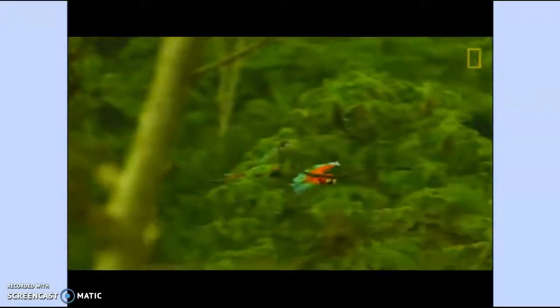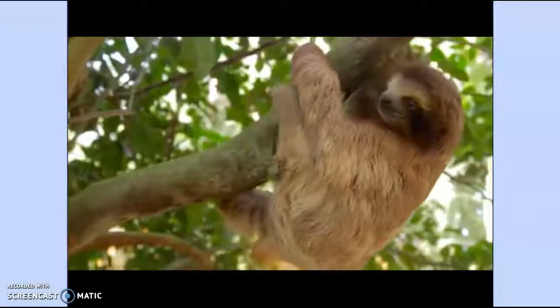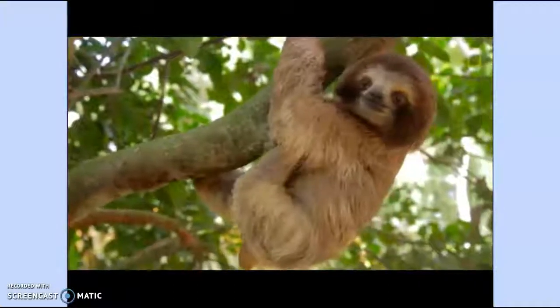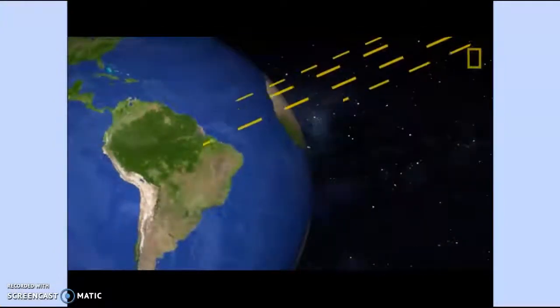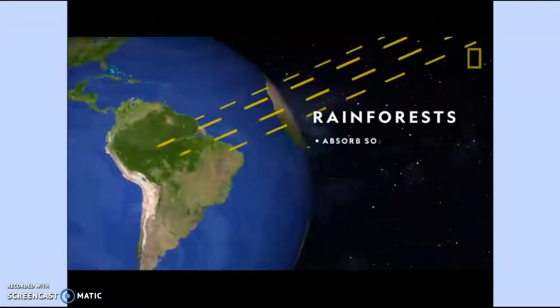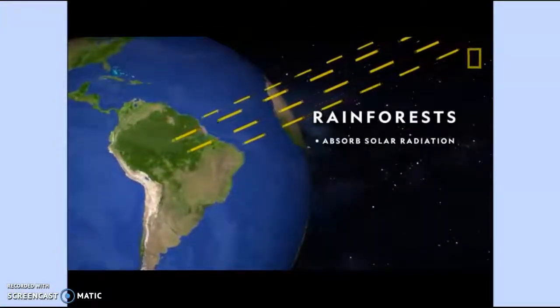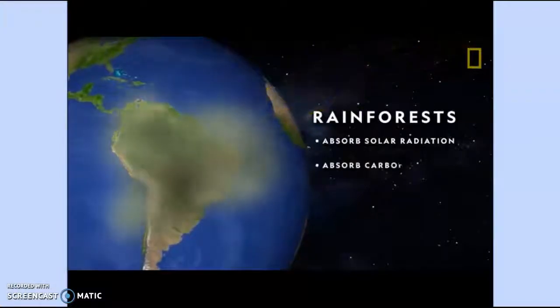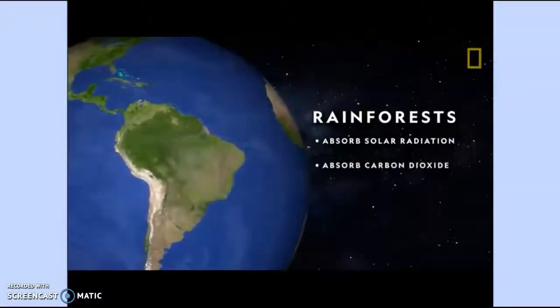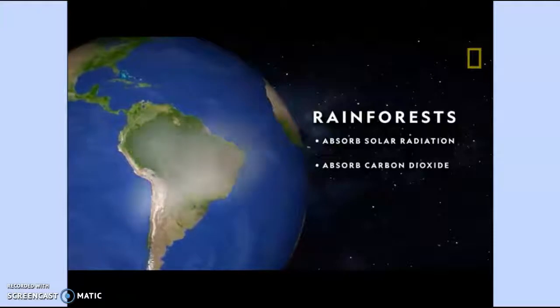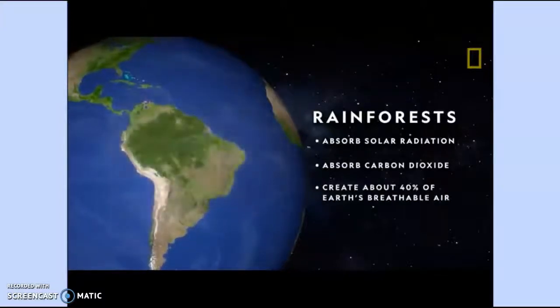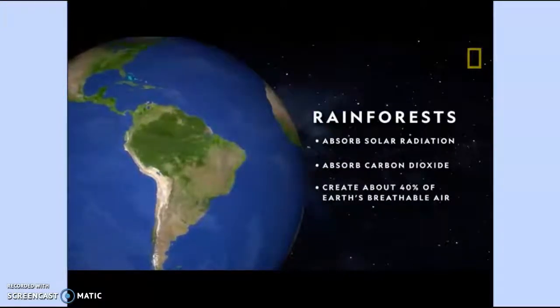On an even larger scale, rainforests help to stabilize the planet's climate. Their lush green vegetation regulates global temperatures by absorbing massive amounts of radiation from the sun. They also absorb vast amounts of carbon dioxide and convert it into oxygen, about 40% of the planet's breathable air.